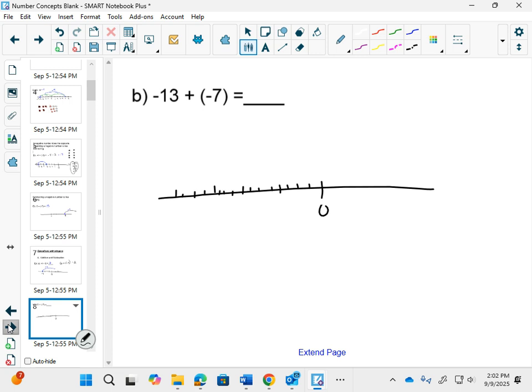Quick fix. There it is. Negative 13 would be right there. And we want to go back 7 more in that direction. Where are you going to end up? Orso's got the answer. Yeah.